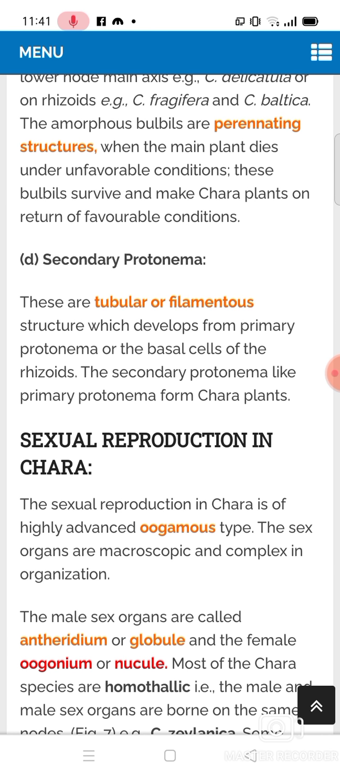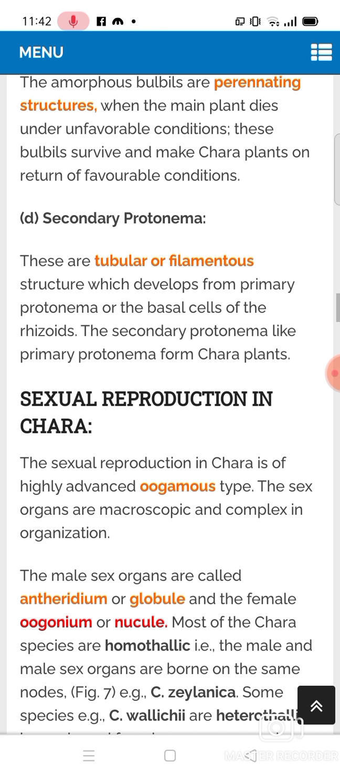First you need to know what is protonema. Protonema is a thread-like structure that forms the early stage of the development of the gametophyte in the life cycle of algae. In the life cycle of the algae, protonema is a thread-like or tube-like structure which forms the early stage of the development of the gametophyte. Means you can say protonema is the early stage of life cycle of algae.